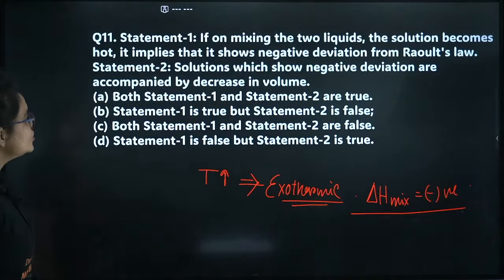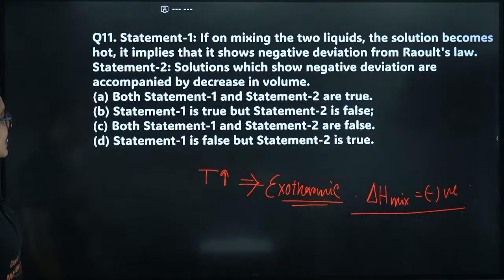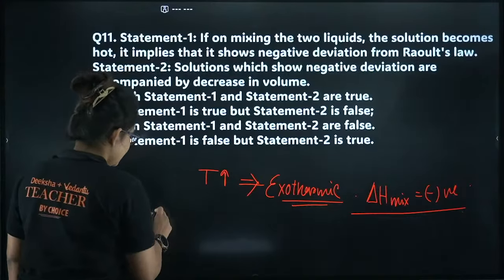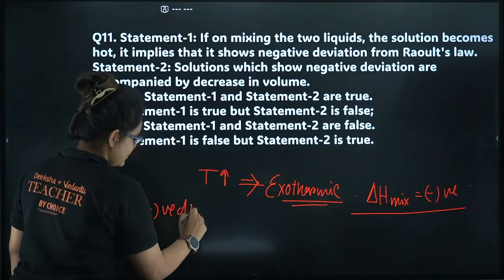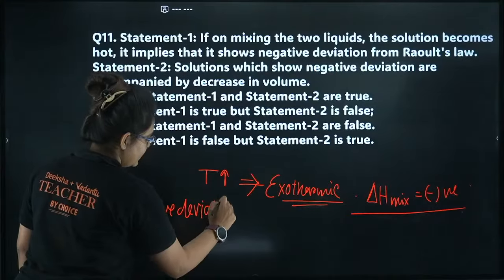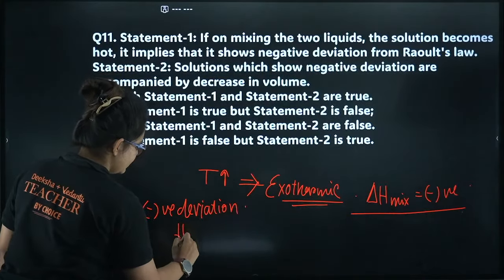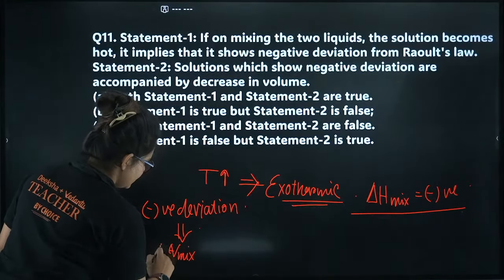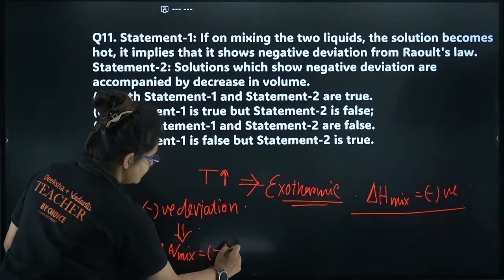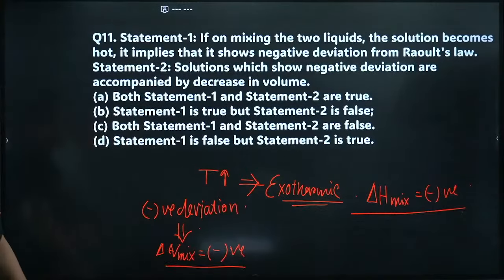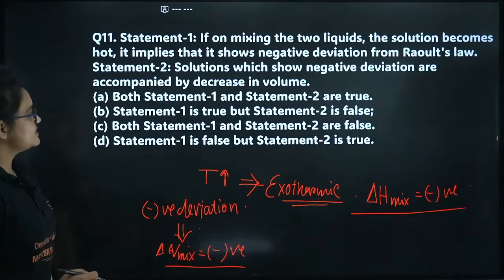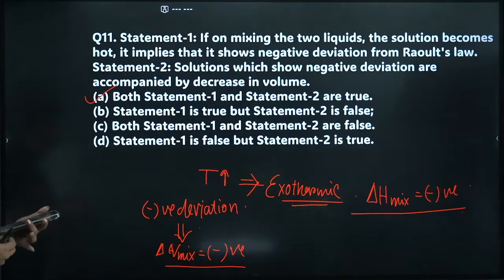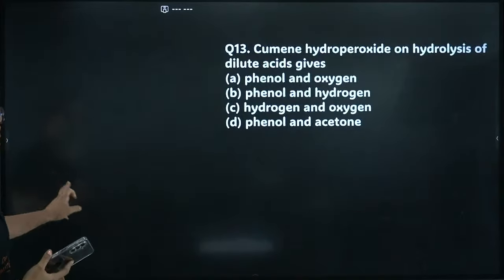Statement 2: solutions which show negative deviations are accompanied by a decrease in volume. So whenever it comes to negative deviation, definitely in that case delta V mixing is also negative. So statement 1 and statement 2 are both going to be correct here. Okay, let's proceed.